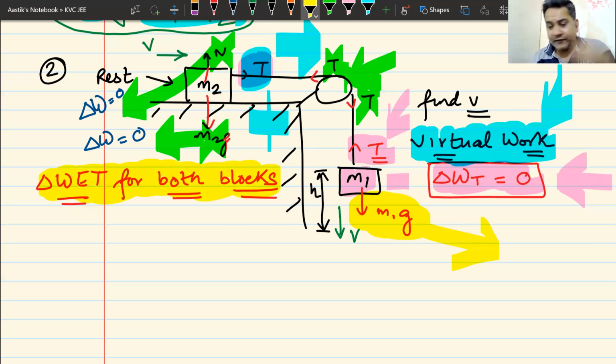But then, if I apply it separately for m1 and m2, I will have to find the value of T.